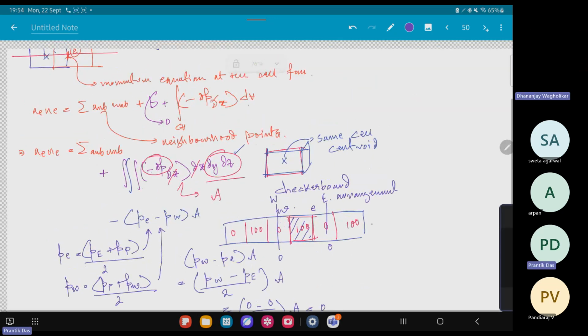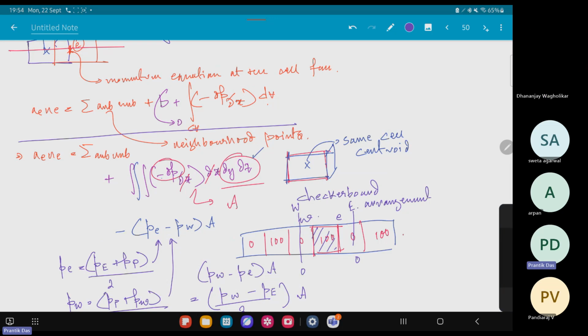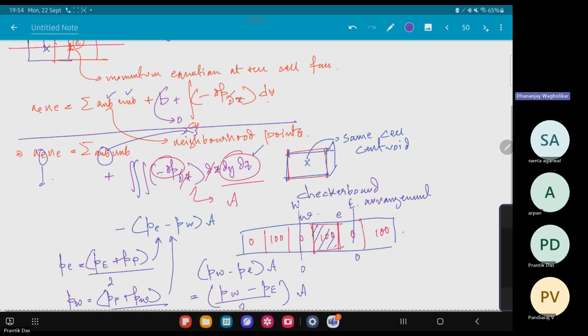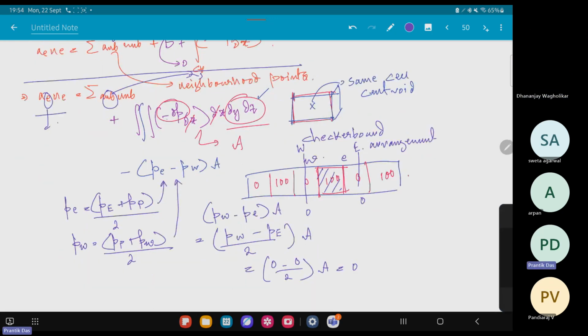So what we are doing is basically a discretization of the Navier-Stokes equation: a_e u_e = sigma of a_nb u_nb plus minus dp/dx multiplied by delta V. We take a general transport equation and integrate it with respect to dV. Here a_nb is basically your neighborhood cell centroid, and small e is your east cell face. So a_e u_e equals sigma of a_nb u_nb plus minus dp/dx multiplied by dx dy dz.